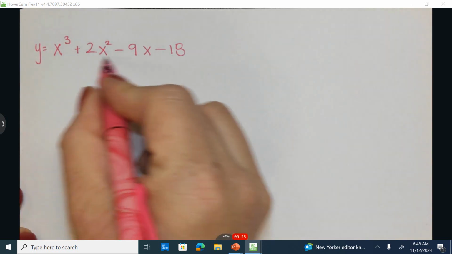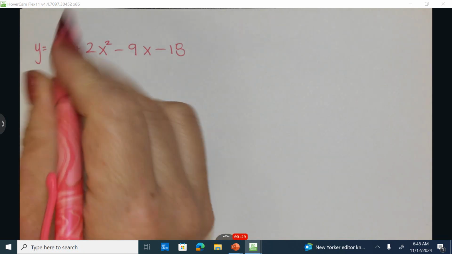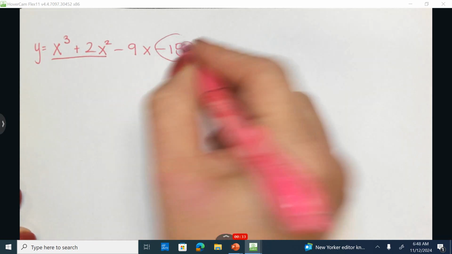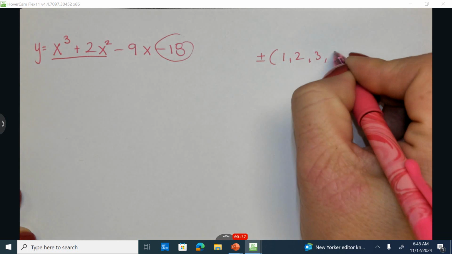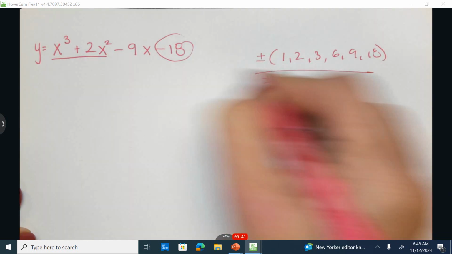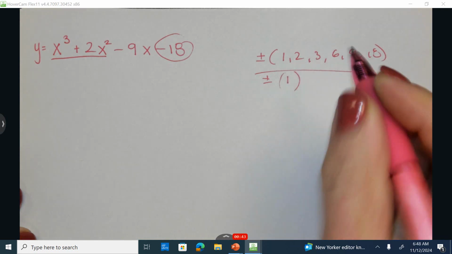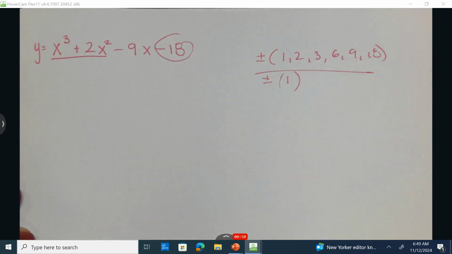So when I look at this, I see a pattern. And so will this always work? No, but sometimes it will. And so instead of me going ahead and listing the factors of 18, 1, 2, 3, 6, 9, and 18, and then listing the factors of the leading coefficient, which is plus or minus 1, and then attempting 1 and negative 1 and 2 and negative 2 and so on with synthetic division, I see a pattern here.